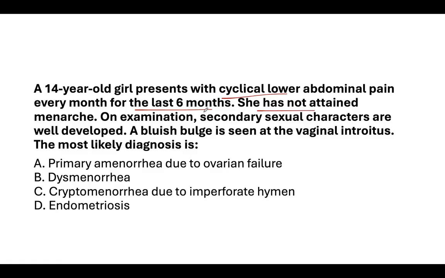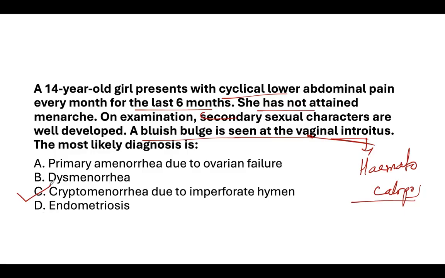On examination, secondary sexual characteristics are developed and a bluish bulge is seen in the vaginal introitus. Okay, the bluish bulge is basically your hematocolpos. So basically, the blood has accumulated in the vaginal introitus, which is also known as your hematocolpos. So what is the reason? Here the answer will be your cryptomenorrhoea due to the imperforate hymen.